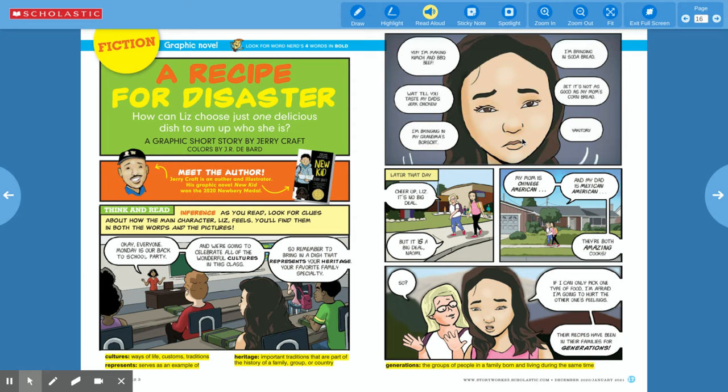And does she look happy? Nope. So you hear all these comments. Yep, I'm making kimchi and barbecue beef. Wait till you taste my dad's jerk chicken. I'm bringing in my grandma's borscht. I'm bringing in soda bread. Bet it's not as good as my mom's cornbread. Yakitori. Is Liz saying all those things?